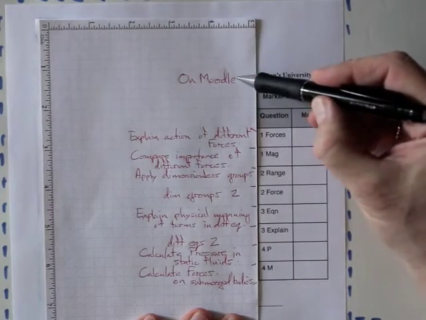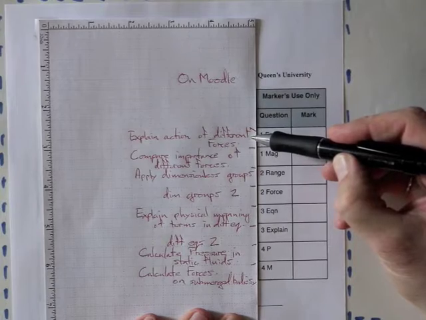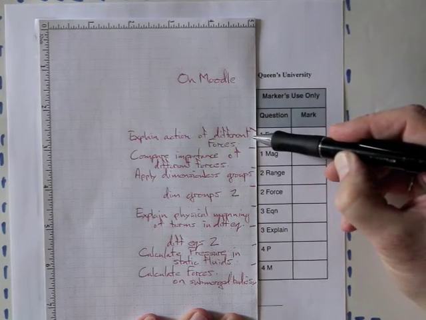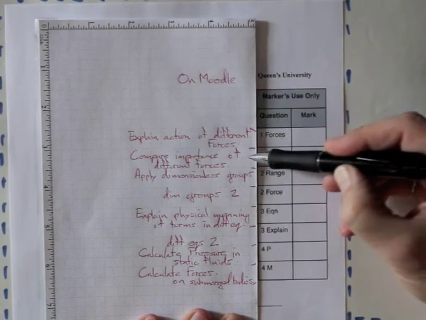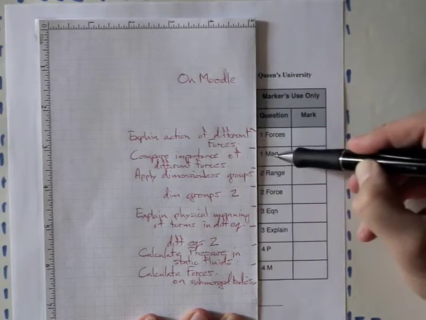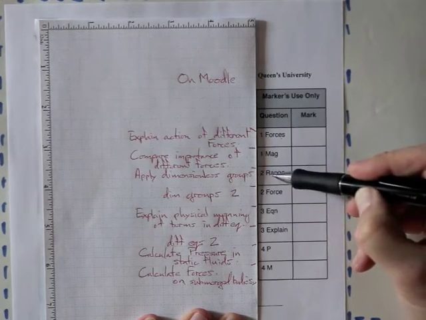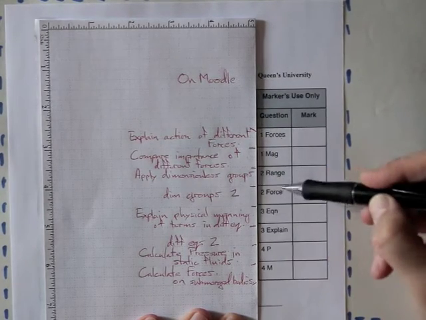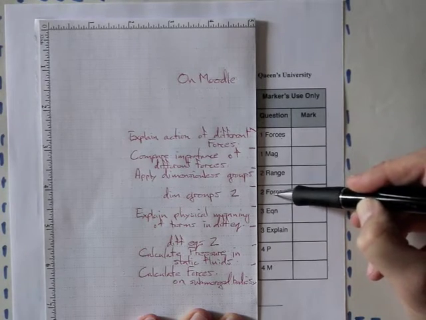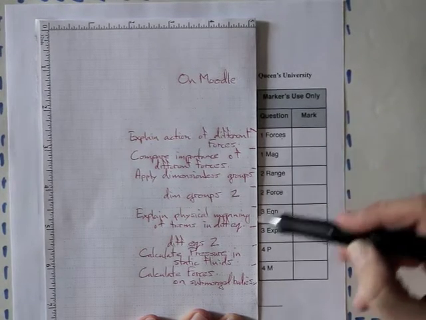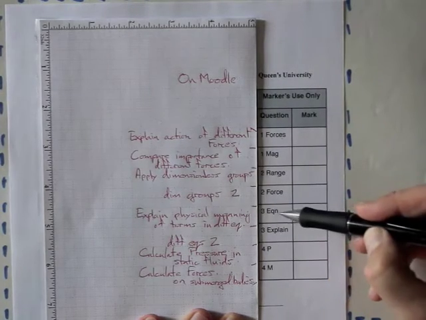So on Moodle, when you go look up your marks for quiz 1, the first outcome is explain the action of different forces in a fluid. And that's the first part of question 1. Compare the importance of different forces, the second part of question 1. Apply dimensionless groups, and apply dimensionless groups 2, for the range and the force in the dimensionless groups question on the drag. Explain the physical meaning of terms in differential equations.